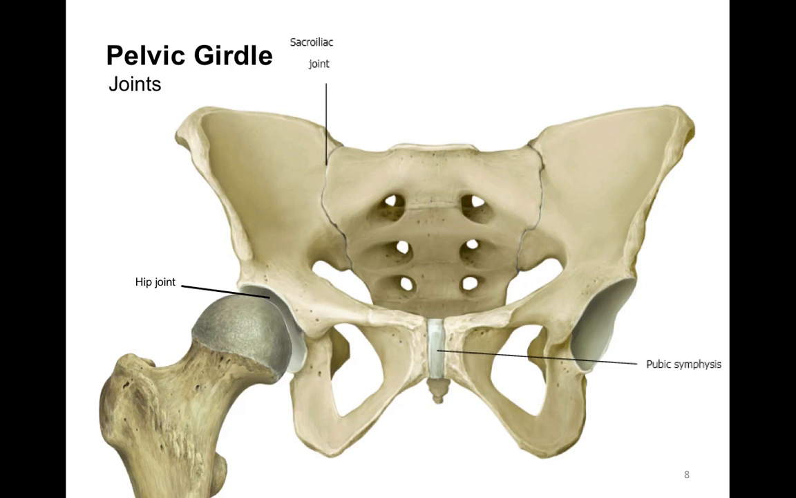Now, the pelvic girdle contains several joints. The pelvis, or the innominate bone, as it articulates with the sacrum, is known as the sacroiliac joint. The two innominate bones unite anteriorly at the pubic symphysis, and the femur will articulate with the innominate bone at the acetabulum at a joint known as the hip joint.